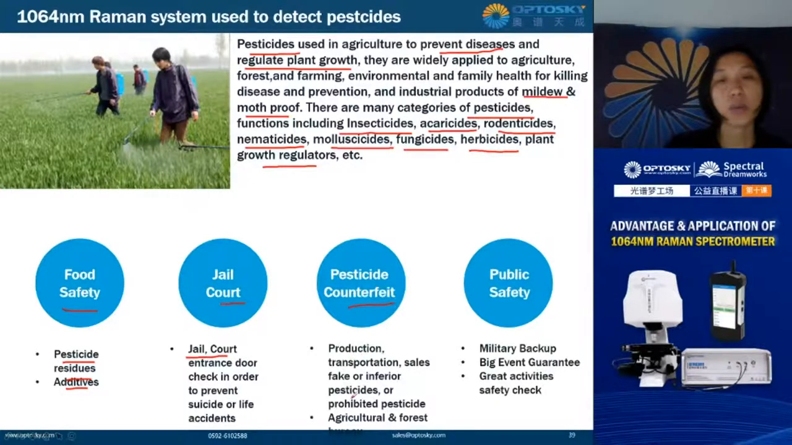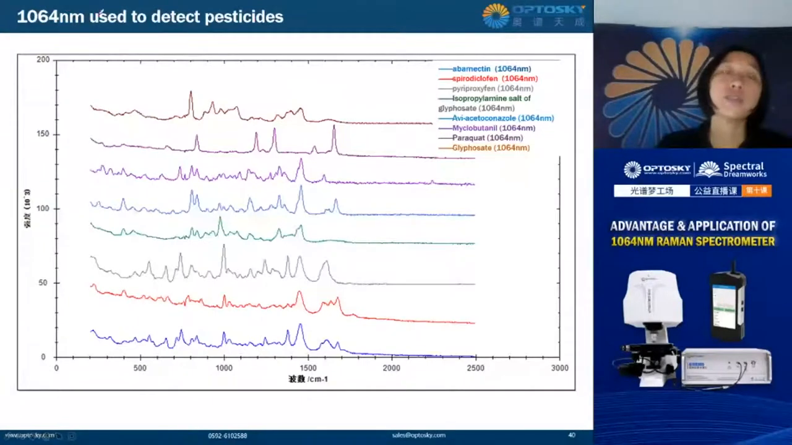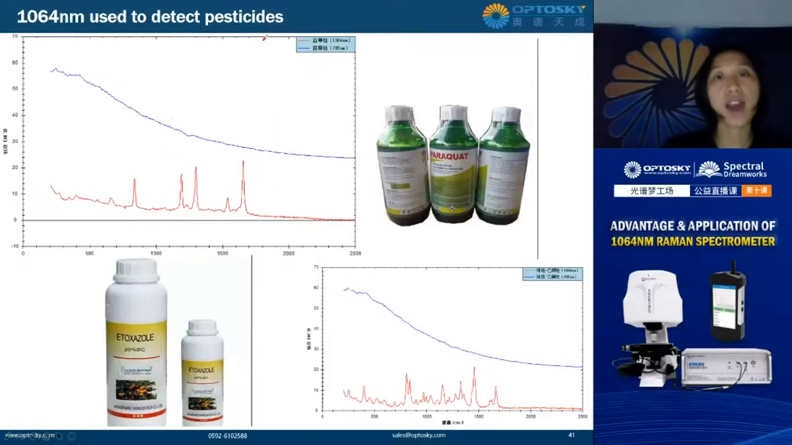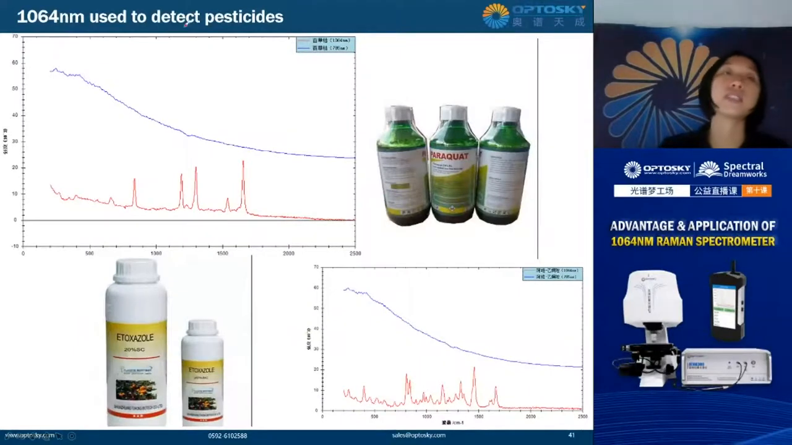If some places use counterfeit pesticides, it is risky for plant growth. So we can identify fake and inferior products in agriculture and forestry, and it is also used for military backup and big event guarantees. The 1064 nanometer system is used to detect pesticides. According to our experience, most pesticides cannot give Raman signals using 785, so it is necessary to use 1064.